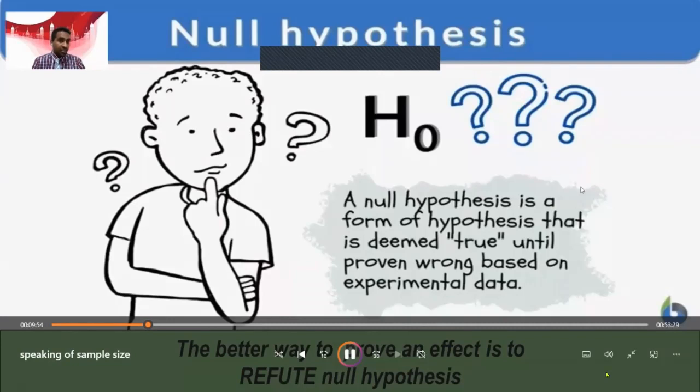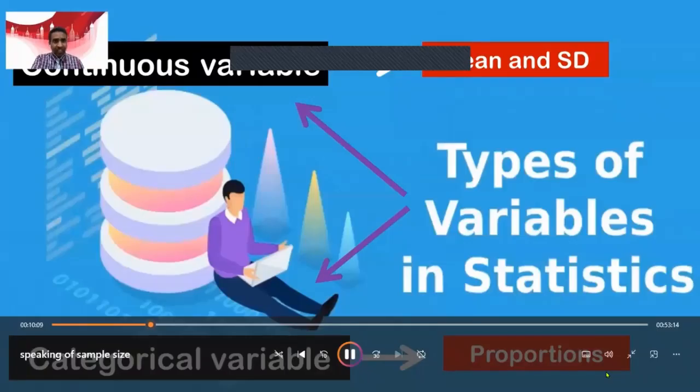If you accept the null hypothesis, that's it. There is no difference. If you reject the null hypothesis, you are accepting the alternate hypothesis. That means there exists a difference. So the better way to prove an effect is to refute the null hypothesis. Okay. Coming to the variables.